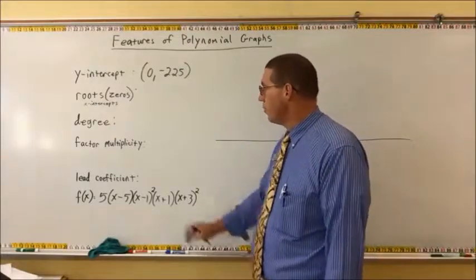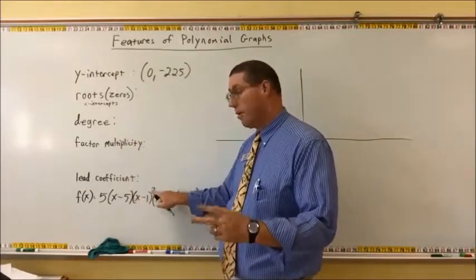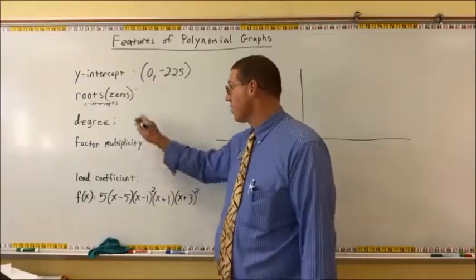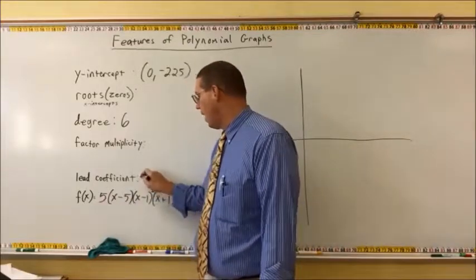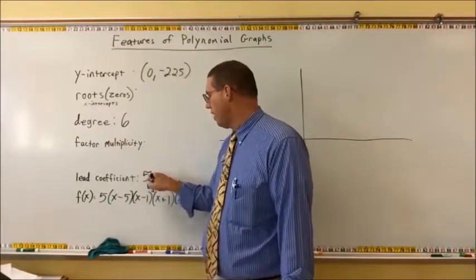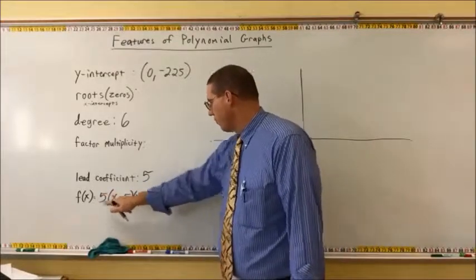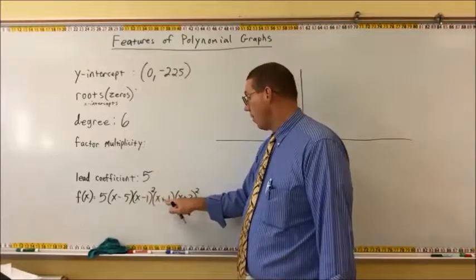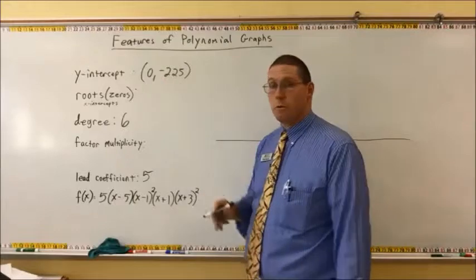What is the degree of this polynomial? We've got a multiplicity of 1, multiplicity of 2, so 1 plus 2 plus 1 plus 2, that's a total of 6. This is a degree of 6. We've got a lead coefficient of 5, so that's a positive 5. And our y-intercept, I multiplied this times -5, so 5 times -5 times -1 times -1, because there's 2 of them, times +1 times +3 times +3, and that gives us -225.